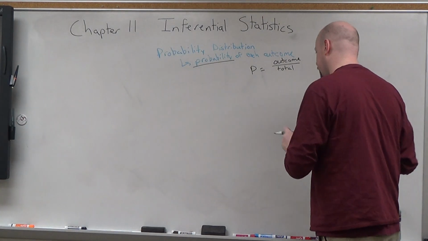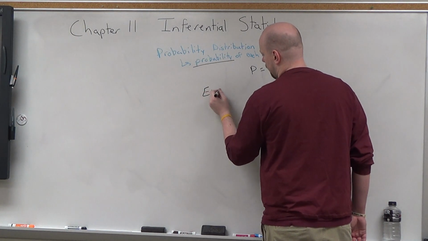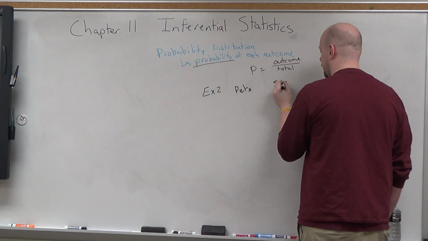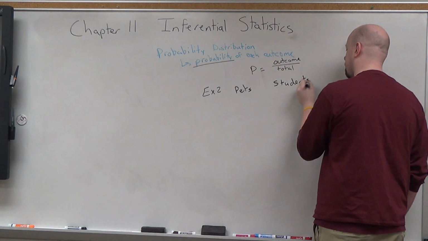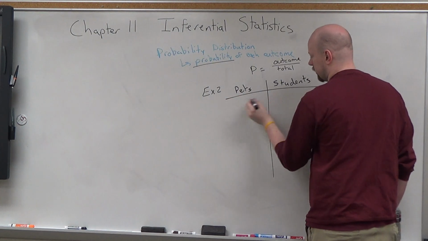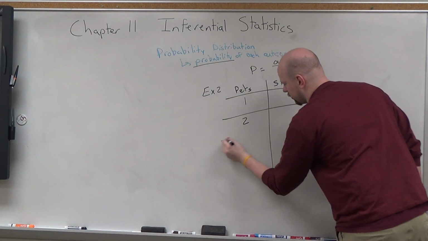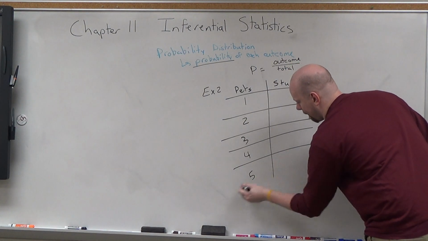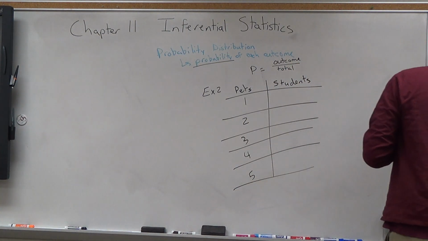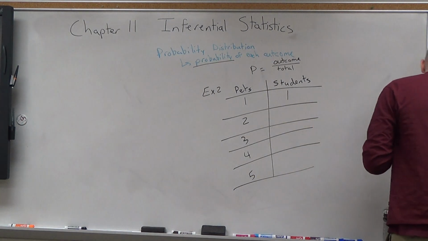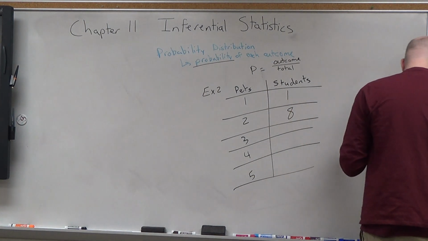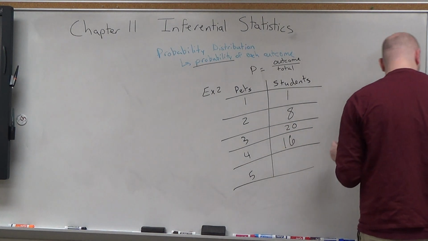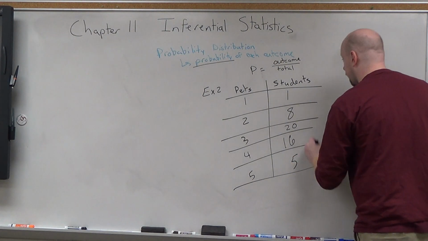So example 2. Let's say students with pets, so pets and students. Let's see, 1, 2, 3, 4, 5. And what did the book do? Okay, one student has 1 pet, we have 8 with 2 pets, we have 20 with 3 pets, we have 16 with 4, and then we have 5 with 5.